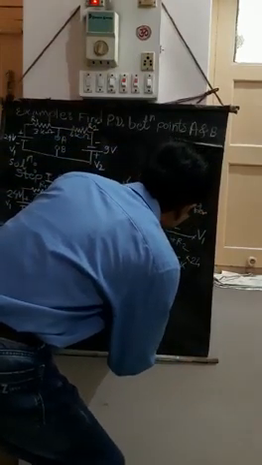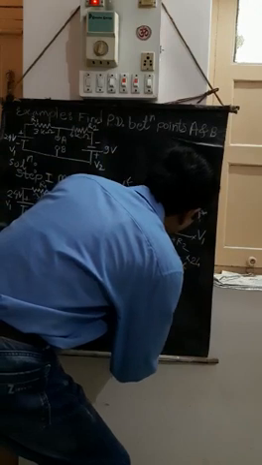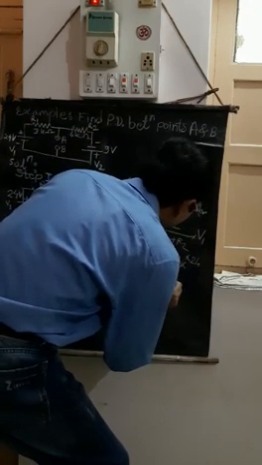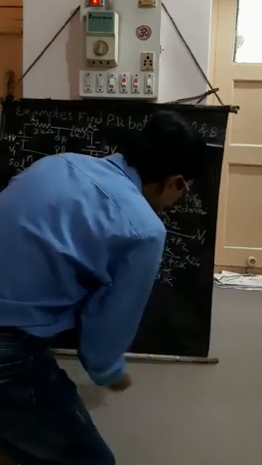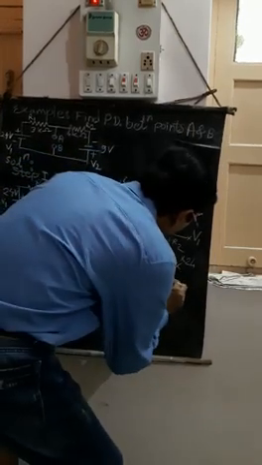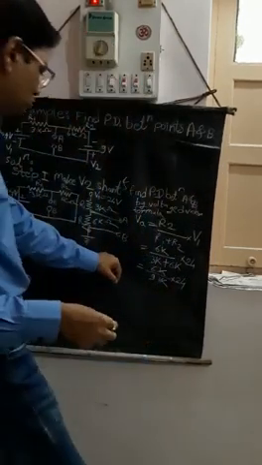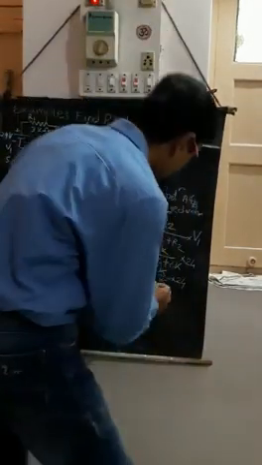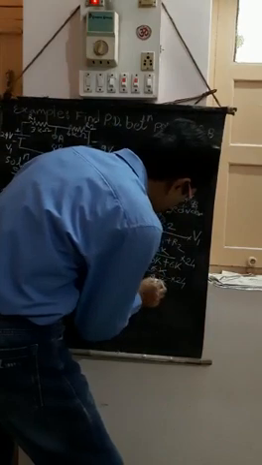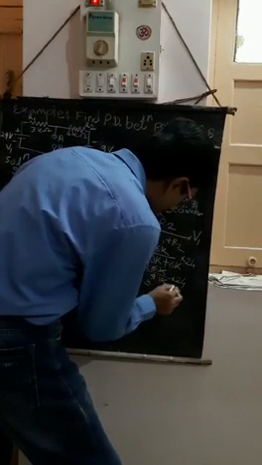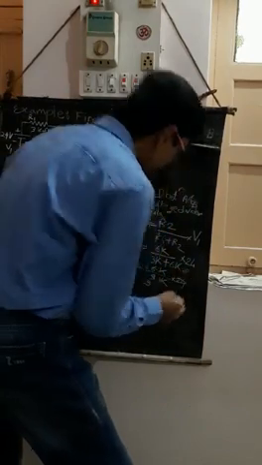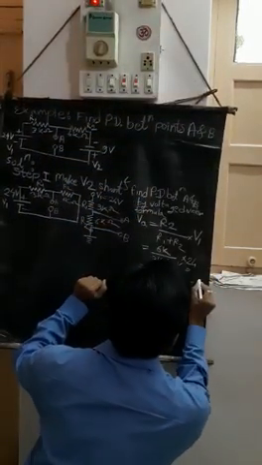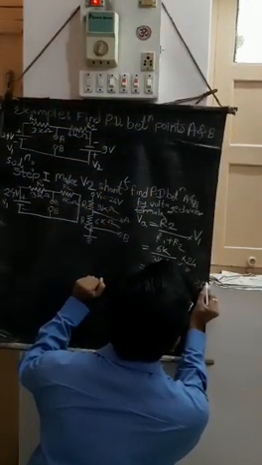Now what will we get? 6 divided by 9, K K. This K cancels, so what will we get? 6 times 24 divided by 9, that is 16 volt. VA is 16 volt.